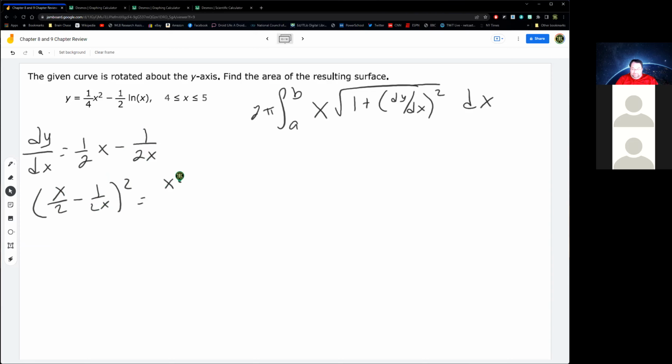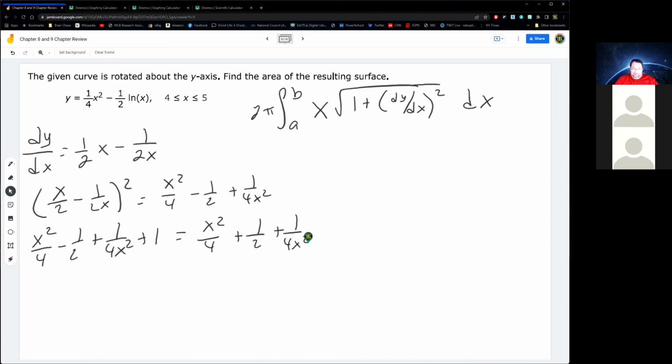So I've got x squared over 4 minus 1/2 plus 1 over 4x squared. If I add the 1, I get x squared over 4 plus 1/2 plus 1 over 4x squared, which then I can factor, and I get x over 2 plus 1 over 2x, squared.